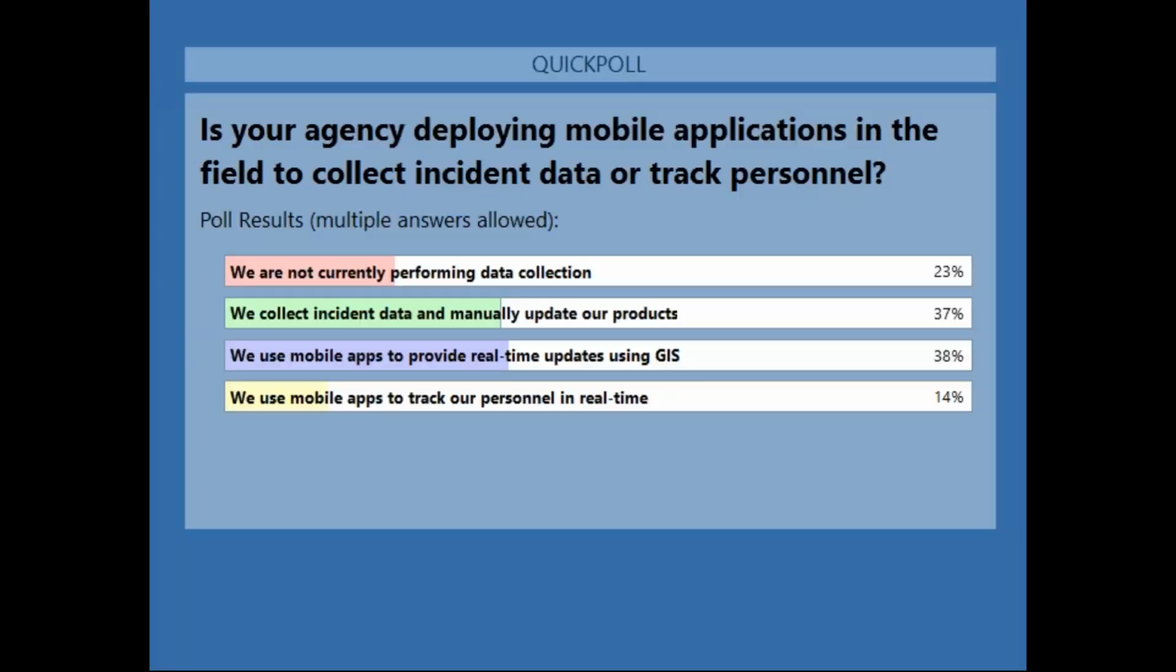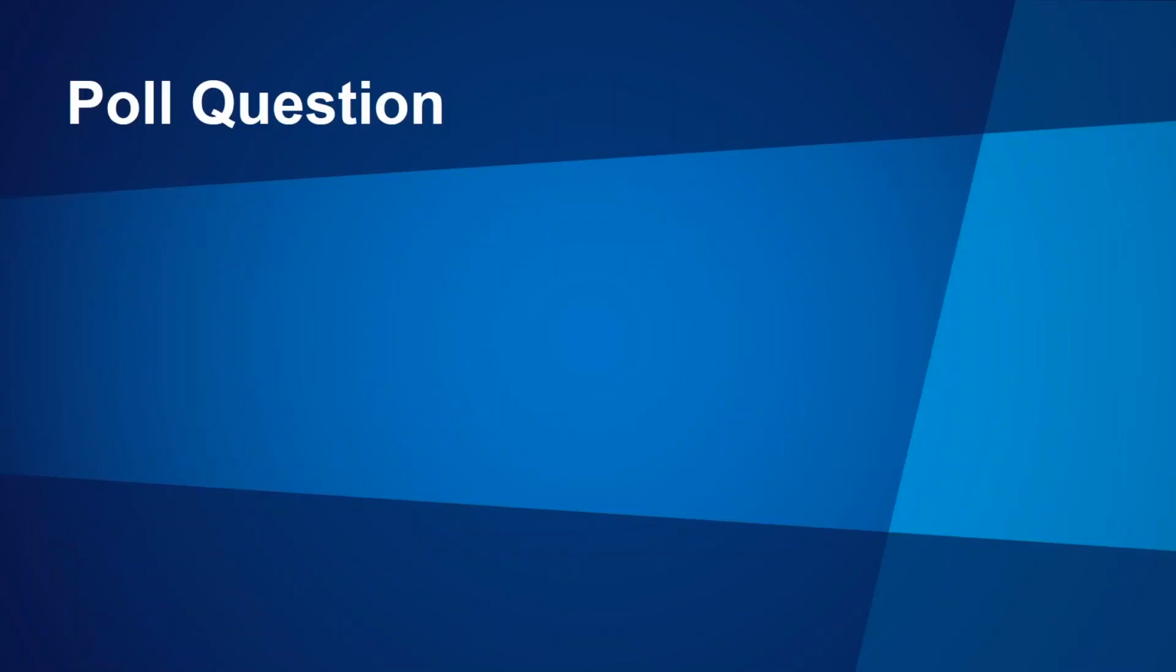So we should be getting our answers here. Is your agency deploying mobile applications in the field to collect incident data or track personnel? We are not currently performing data collection at 23%. We collect incident data and manually update our products at 37%. We use mobile applications to provide real-time updates at 38%. That's a big number, larger than I thought it would be. And we use mobile apps to track our personnel in real time at 14%. Excellent. TJ, turn it back over to you. That's very good. That's just excellent to see that.